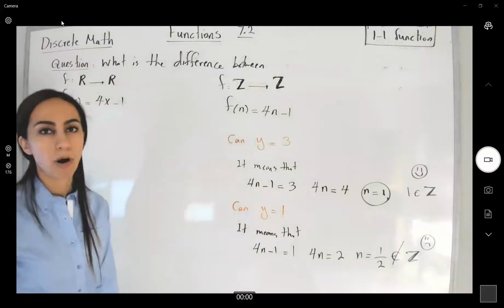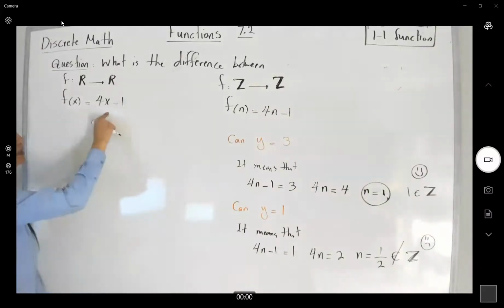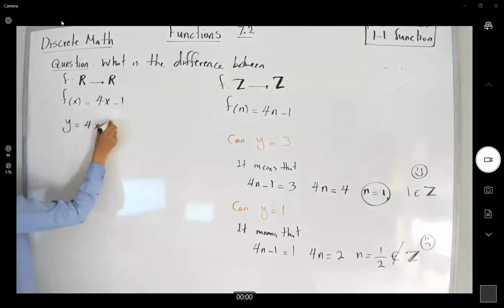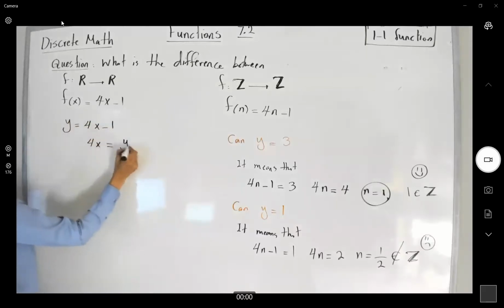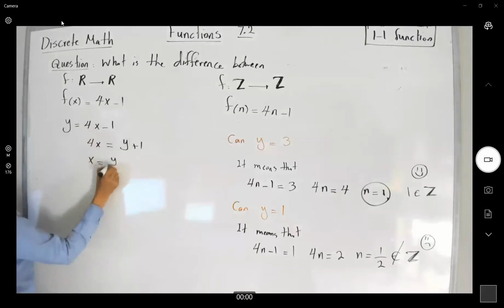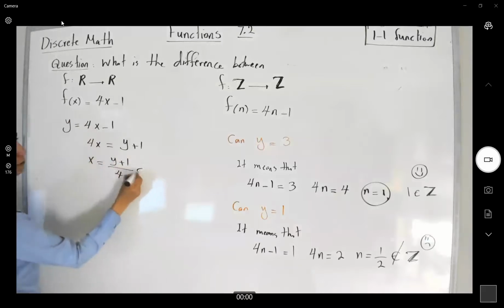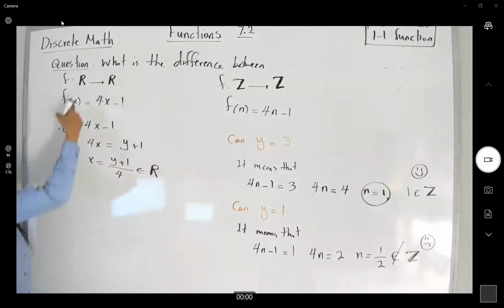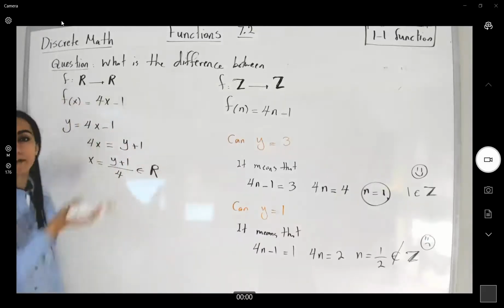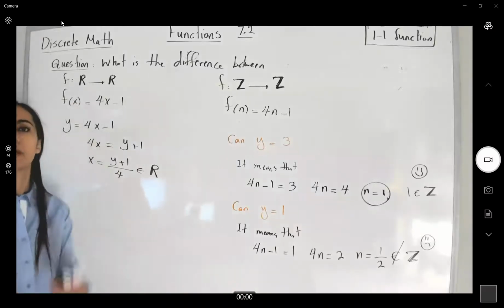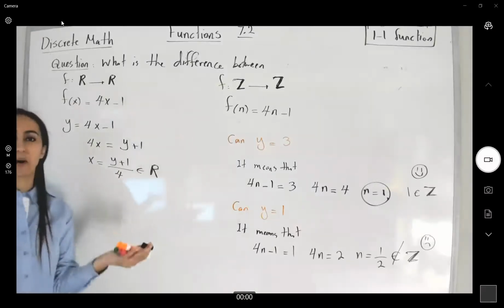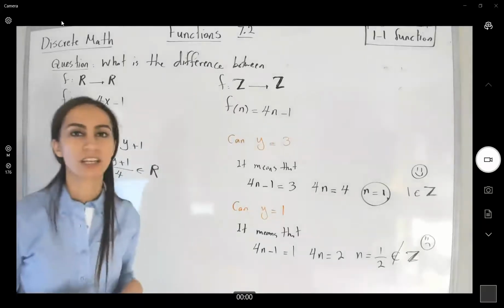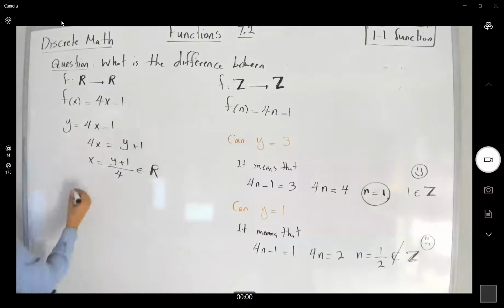Take any random real number, and you can easily solve for x. So if y is equal to 4x minus 1, then 4x is equal to y plus 1, or x is equal to (y plus 1) divided by 4, which is, of course, a real number. I don't have any problem with that. I'm dealing with R, and every type of number here is acceptable.